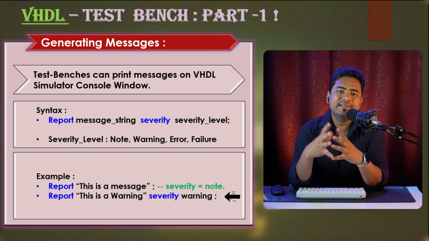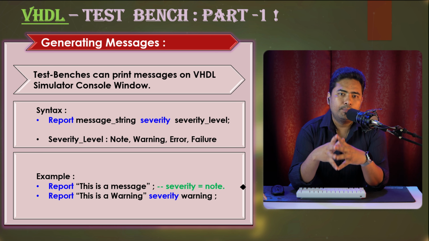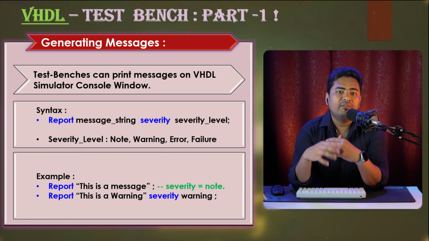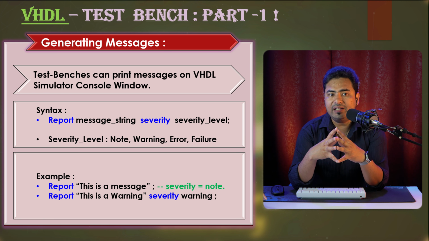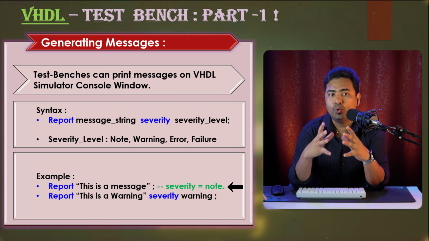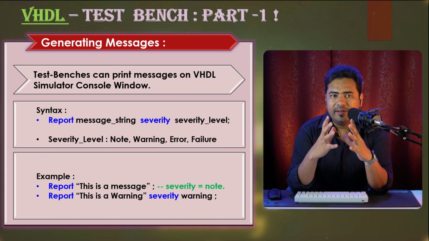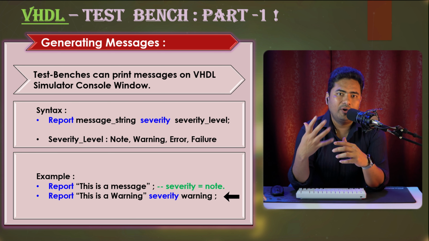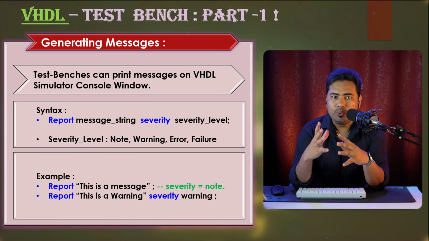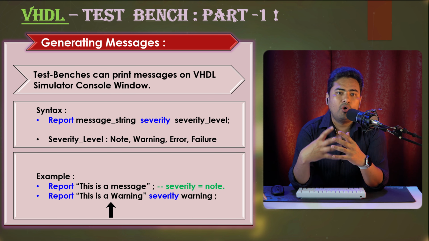Now, these are a few examples of reporting messages. First is report, this is a message. Because we have not specified the severity level, this is by default considered a note message. Now, second example, report, this is a warning, severity warning, semicolon. So this will print the message this is a warning with the warning severity.